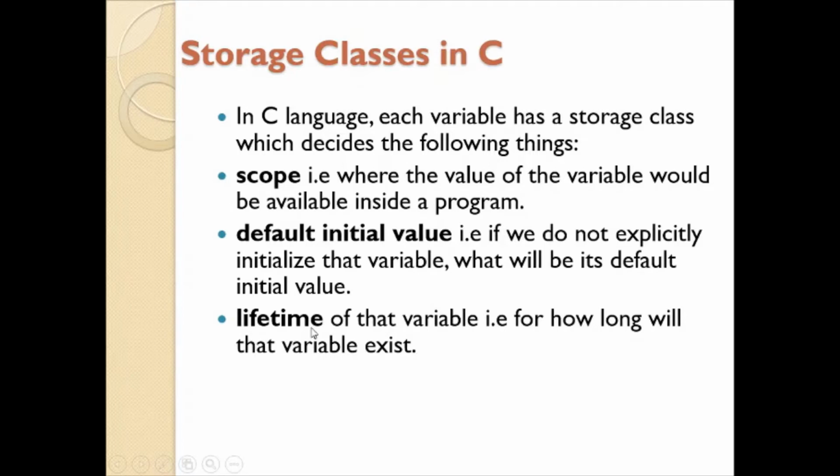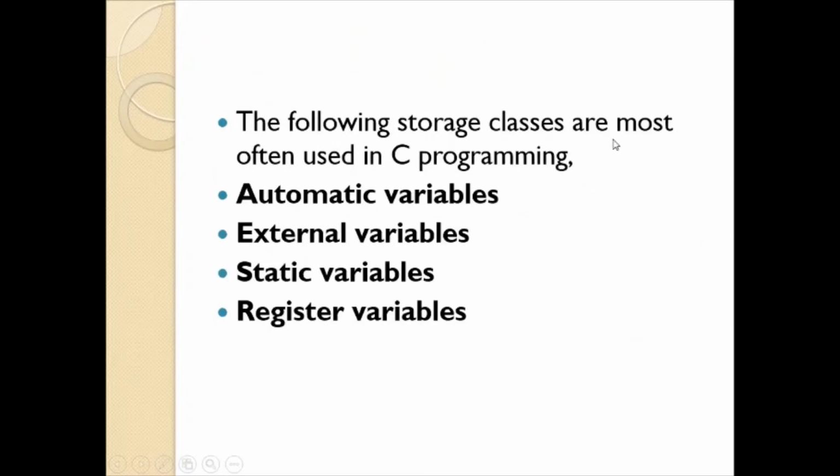Then what is the lifetime of a variable? Lifetime of a variable is for how long that variable will exist. Whenever you declare a variable, how long that variable persists in that particular program, that becomes the lifetime of the variable. These all things are decided by storage classes, meaning into which storage class that particular variable belongs. The scope, default initial value and lifetime will be decided by that storage class. Let us see one by one.